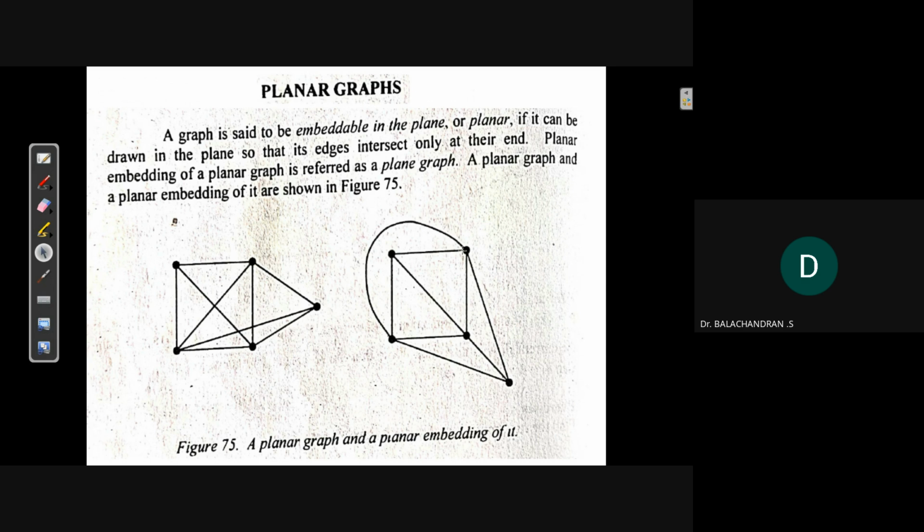Now if you see this graph, this is the same as this graph, but the only difference is that its edges intersect only at their endpoints. Now there is no intersection of edges. Here they are intersecting, but if you redraw like this, they intersect only at the endpoints of the vertices. So if it is possible to redraw the graph like this, then we call that graph a planar graph. We will see some more examples.